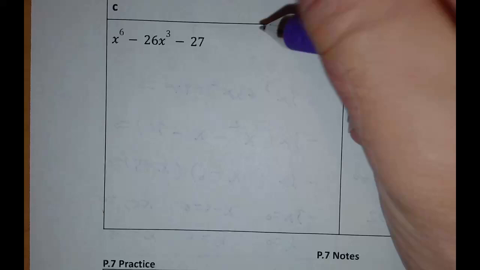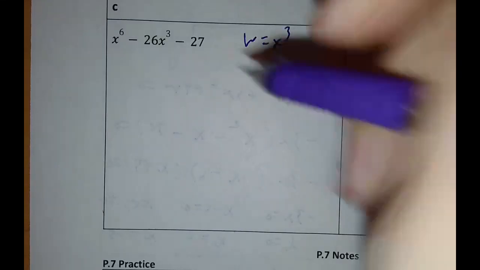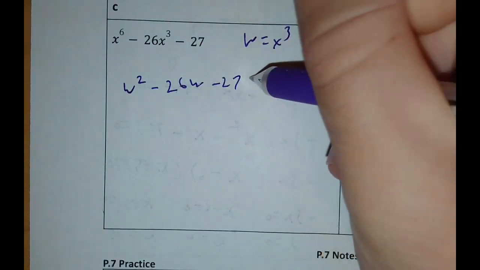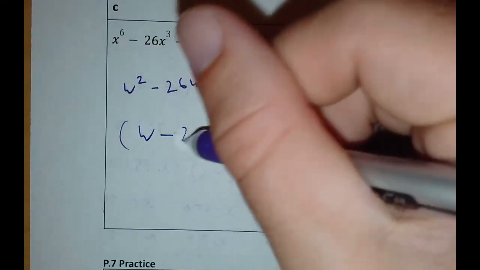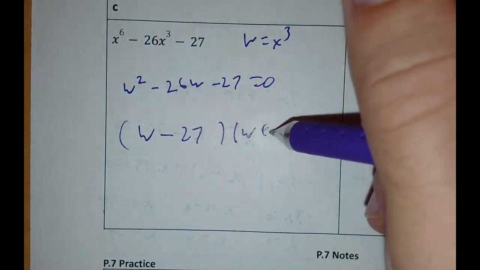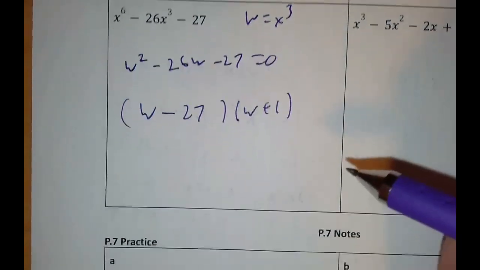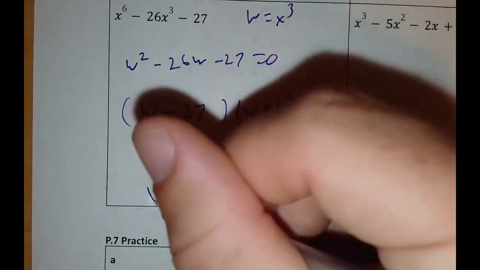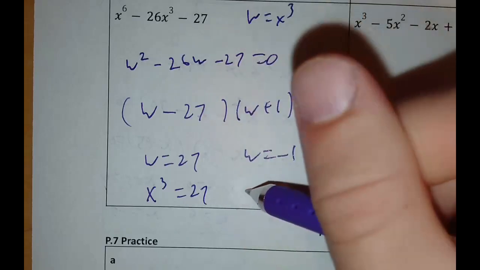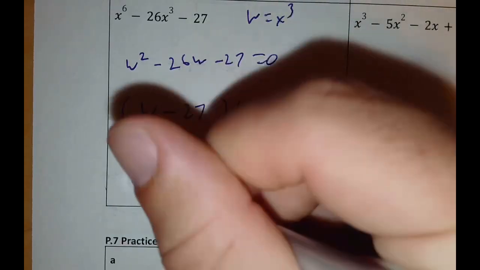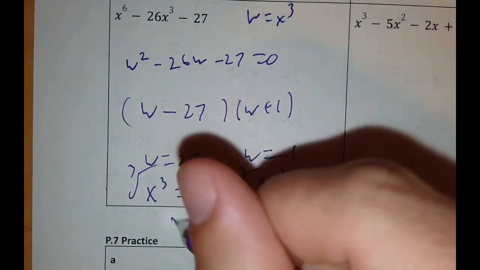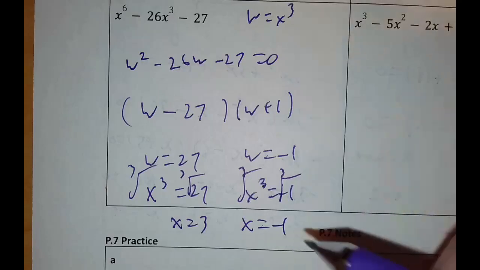C, you can make your w equal to x to the third, so it's going to be w squared minus 26w minus 27 equals 0. w minus 27, w plus 1. w equals 27, w equals negative 1, x cubed equals 27, x cubed equals negative 1, cube root both sides, x equals 3, x equals negative 1.